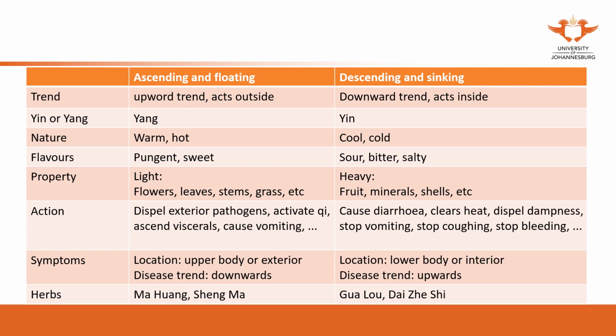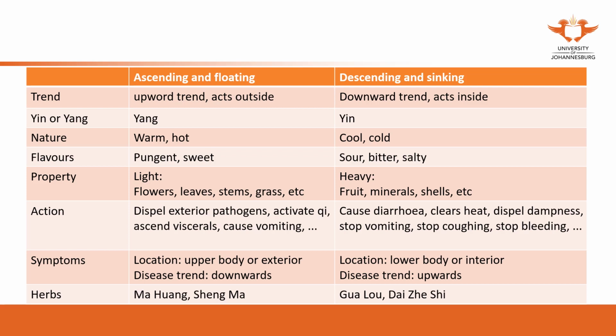For example, ascending and floating have the trend to move outwards and edge outside. Descending and sinking, moving downwards or edge inside, so exterior or interior. Ascending and floating is yang, descending and sinking is yin. From the nature, ascending and floating mostly are warm or hot. Descending and sinking mostly are cold and cool.